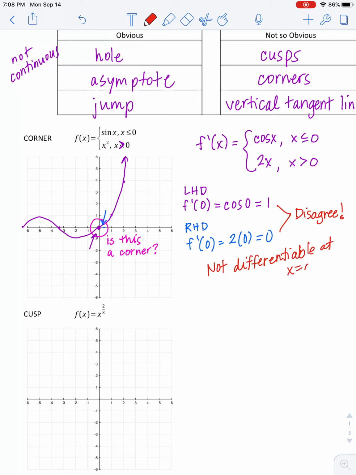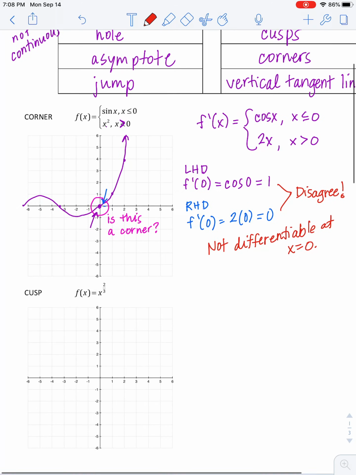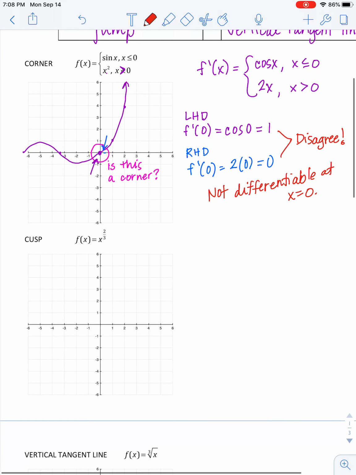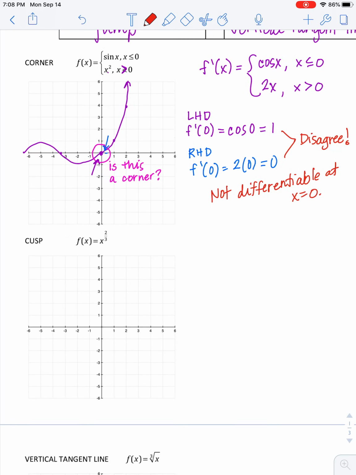At x equals 0, this is technically a corner. I know that when you picture a corner, you picture a 90-degree angle, but this is a corner because of this rough transition from a slope of 1 to a slope of 0 right at the origin. All corners are going to have two different slopes in order for the function to not be differentiable.